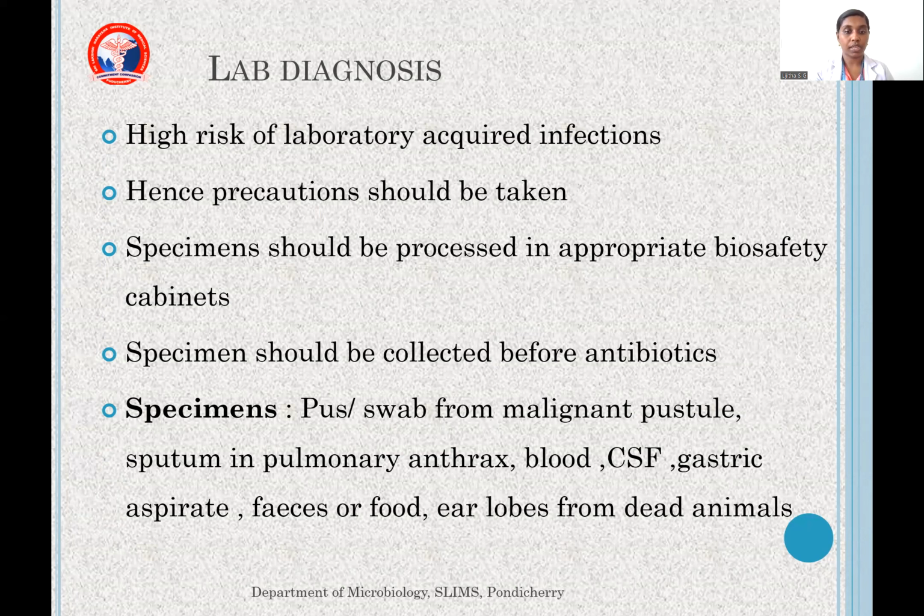The specimens to be taken are, for cutaneous anthrax, that is a malignant pustule, you can take the pus as a swab or a pus aspirate. And in pulmonary anthrax, sputum is the sample. For septicemia, if we are suspecting septicemia, we can collect blood for culture. Then if there is meningitis, we can collect CSF. And for intestinal anthrax, gastric aspirate, feces or food can be used for culture. Then another sample is earlobes from dead animals.